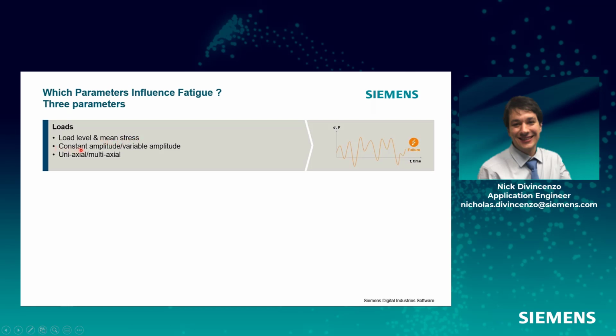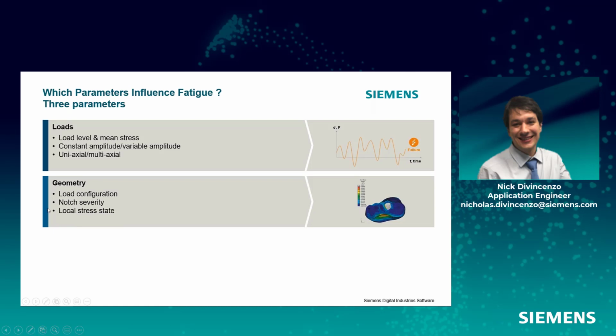There's an effect of whether the load is constant amplitude. So is it a single amplitude stress cycle? For example, a load which goes from 100 newtons to minus 100 newtons back to 100 newtons and just keeps repeating that way? Or is it a variable amplitude load? Is it something that looks more like this time history here, where the load is fluctuating in level with time instead of being a constant value? And then things like, is it a uniaxial stress state or a multi-axial stress state?